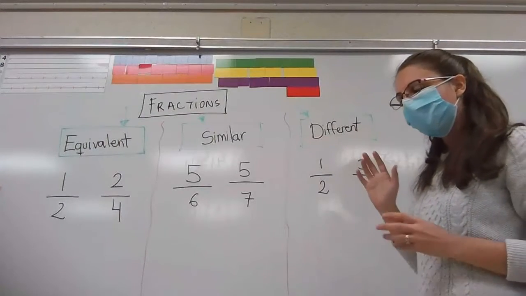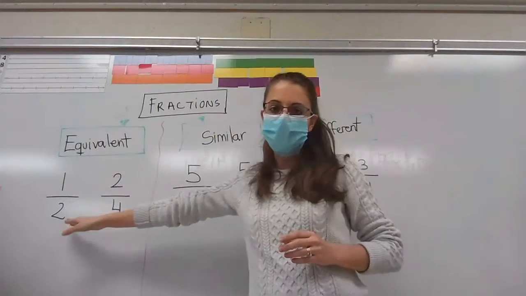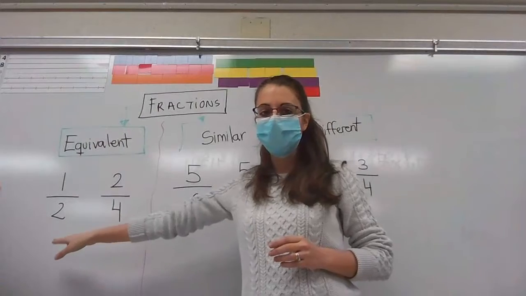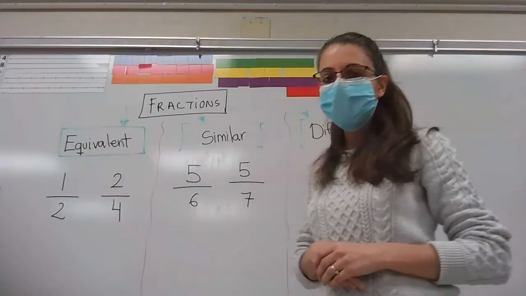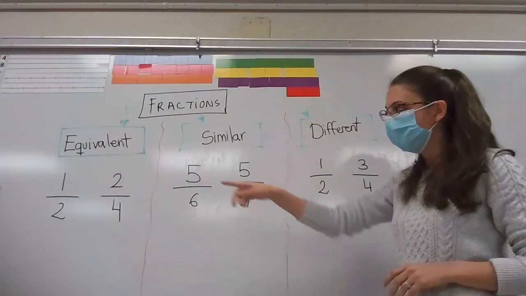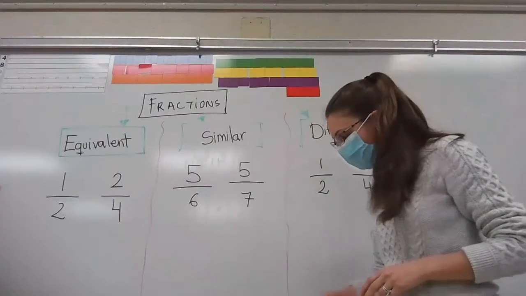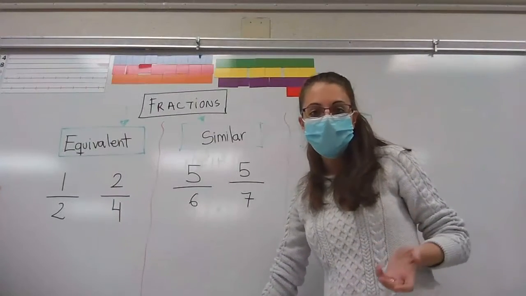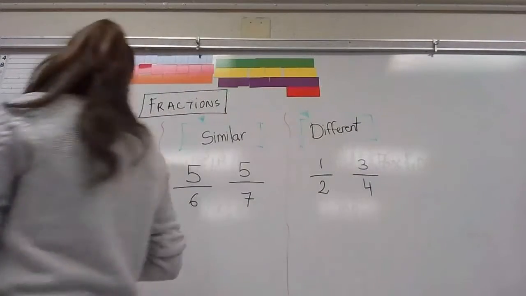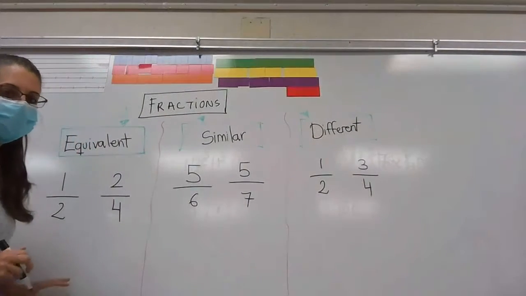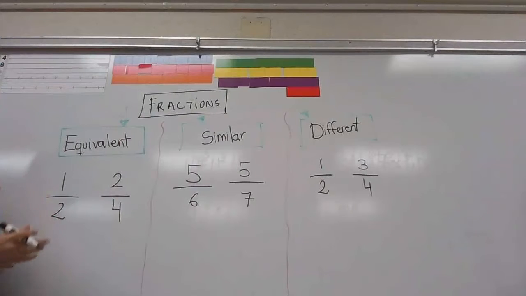We need to have two different fractions and compare them. Then we are going to decide if they are equivalent, similar, or different. I'm going to start with equivalent. And I always tell you that you have to draw the fractions and see the shaded part to see if they are equivalent, similar, or different.